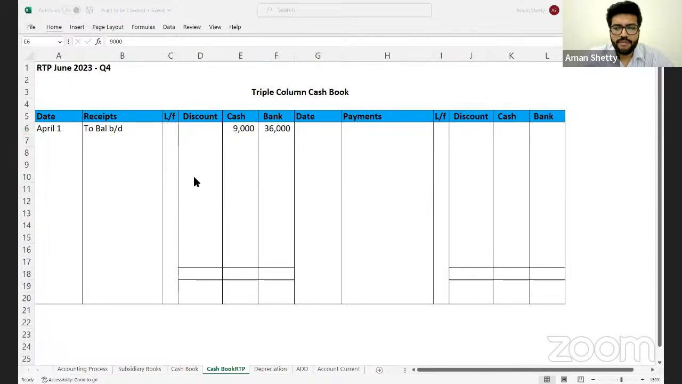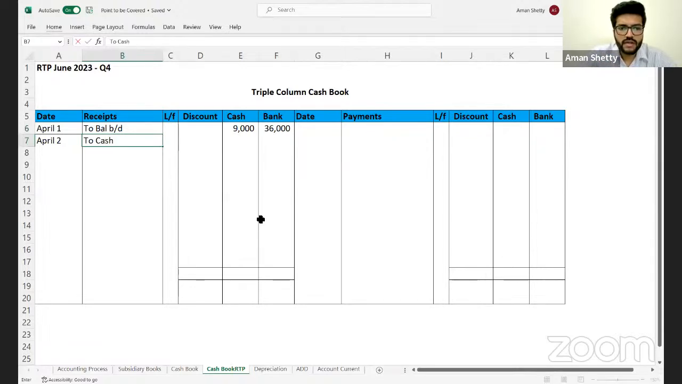Paid into bank. Paid into bank on 2nd April 3,000. Bank to cash. So here what will I write? To cash account, within bracket. See, remember, always write contra. To cash account. In which column will I write? Cash column or bank column? Bank column 3,000. Next, same thing.